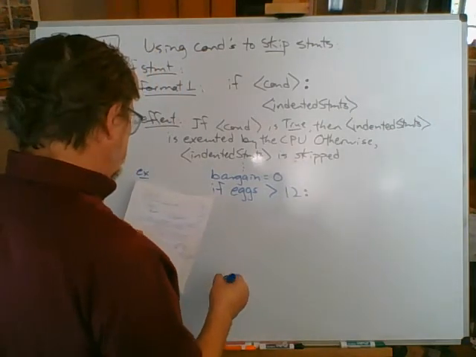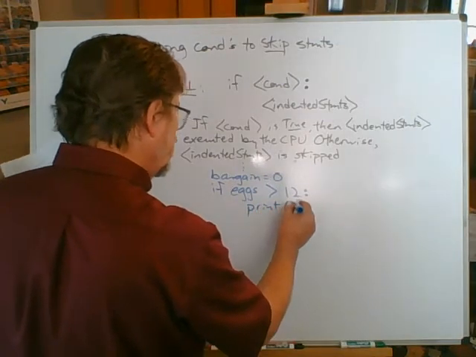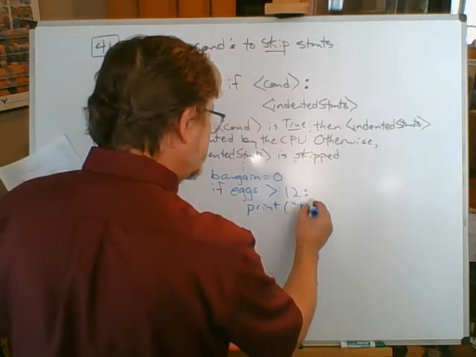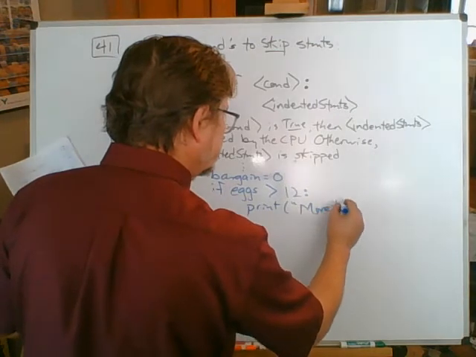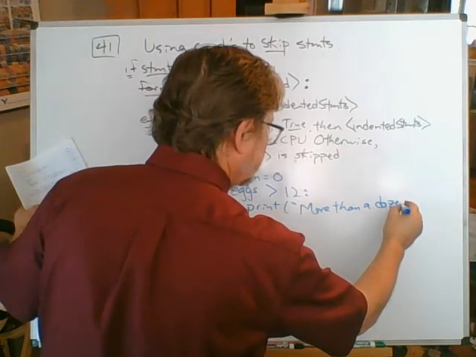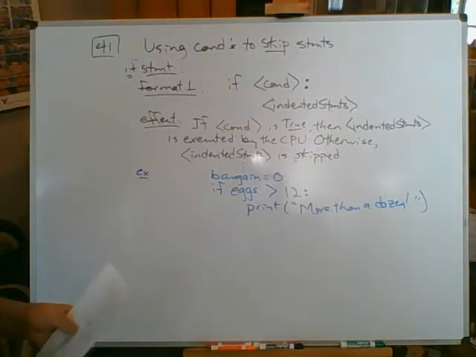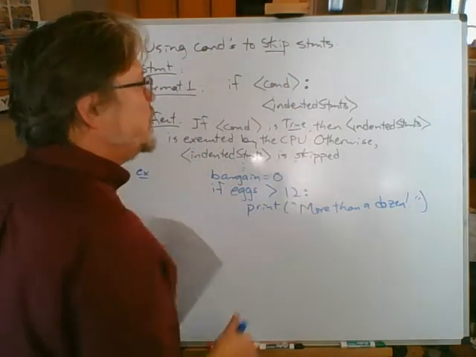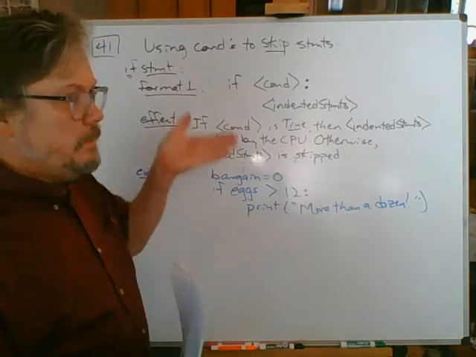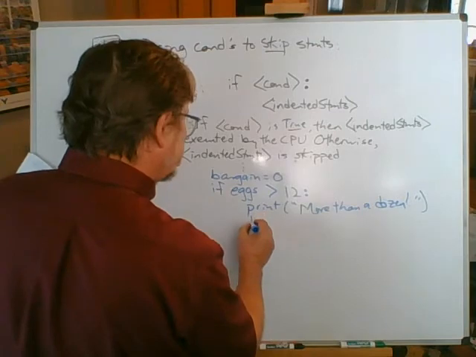the editor will indent over for me and I will print, double quote, more than a dozen. Exclamation point, close double quote, close parentheses. And I'll increment. Increment is a word that says I'm going to bump it up, typically by 1. I'm going to increment bargain. So I'll have to say bargain.